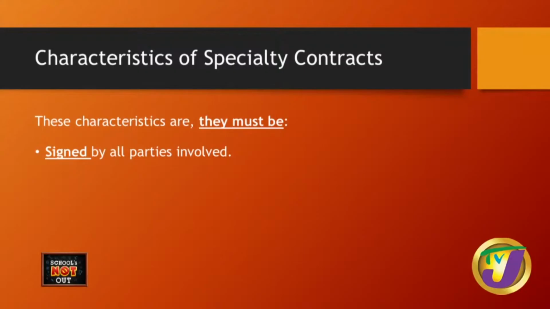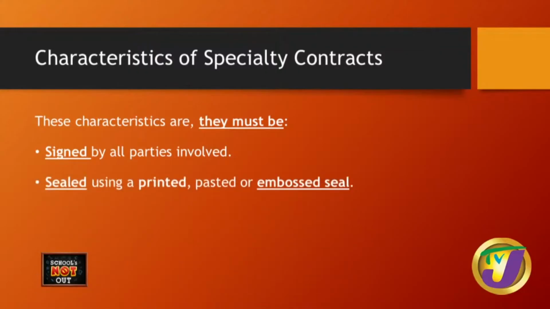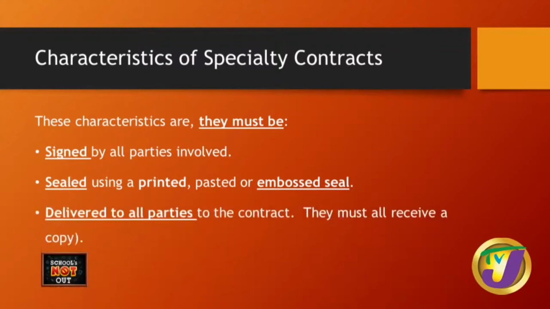So with the specialty contract, you may hear the term, it must be signed, sealed, and delivered, right? So we have the signing that must take place. It is sealed using a printed, pasted, or embossed seal. And it must be delivered to all the parties of the contract. They must all receive a copy. So a specialty contract, sometimes when you engage in a contract of employment, it may mean that you have your employer signing, you signing, and it is stamped by the offerer who has actually made that offer.